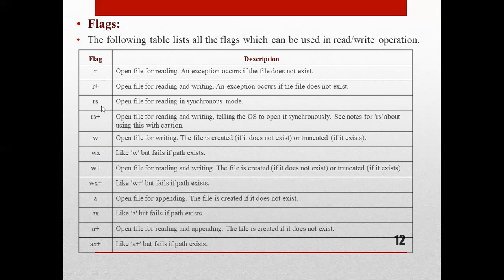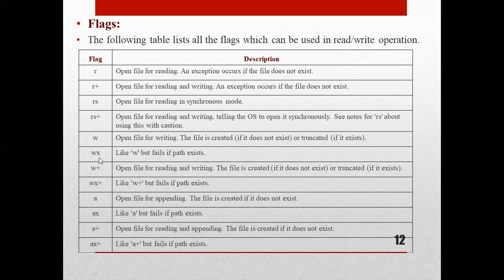The next flag is rs. rs means open file for reading in synchronous mode. Then rs+, open file for reading and writing, and telling the OS to open it synchronously. The difference is that rs means open file for reading only, in synchronous mode, and rs+ means open file for reading and writing in synchronous mode. Then w, open file for writing. It will create a new file if that file is not present, or it will truncate the file if that file exists.